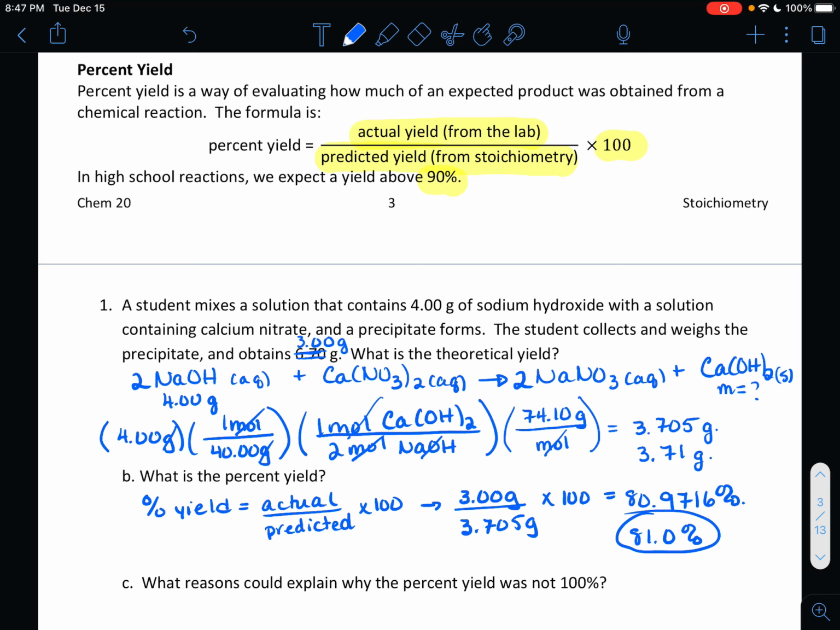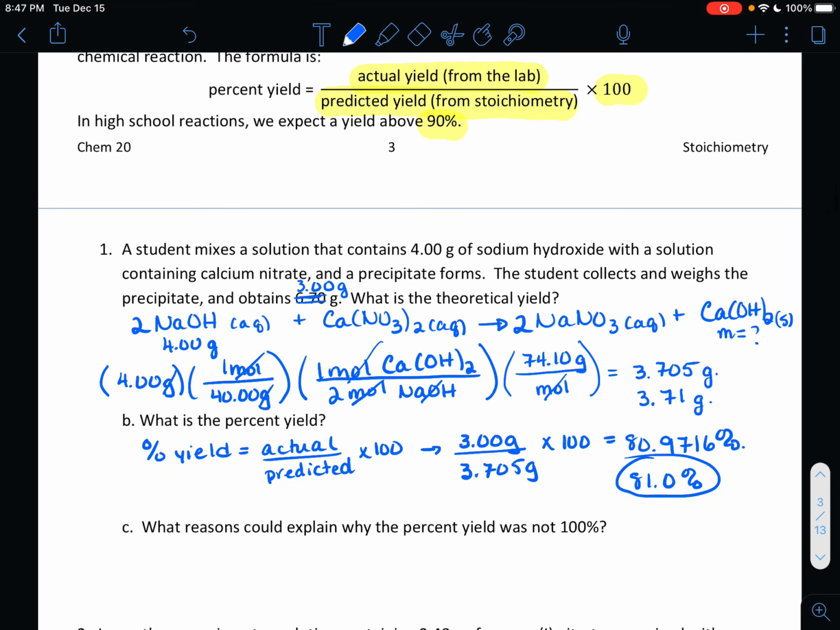Right? So not quite the 100 we expect for a high school lab, but it doesn't matter. It's still pretty good. And then it says, what reasons could there be why the yield was not 100%? And this is where, when we actually do a virtual lab of this, you will see where we lose some of this precipitate in the process.